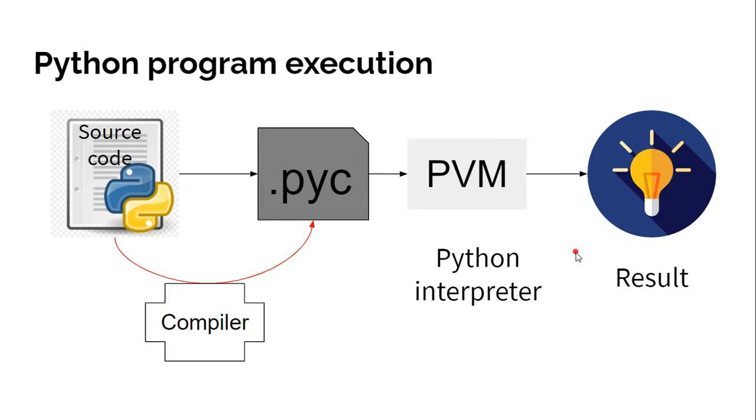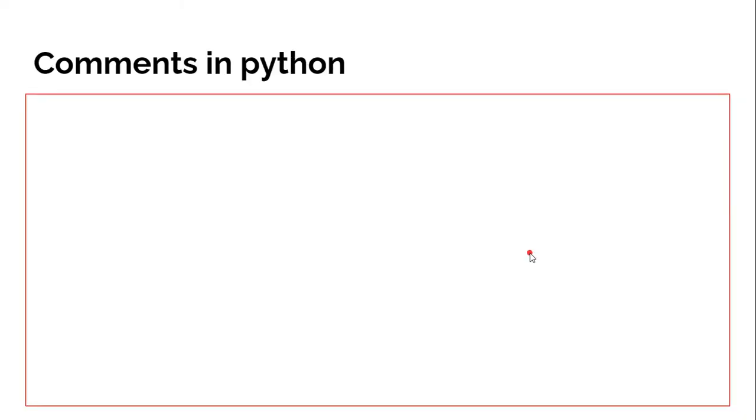Now I am moving to the next topic. The next topic is comments in Python. And why are comments important? Why I am introducing comments is that when we write any source code, we write comments. In Python there are basically two types of comments.